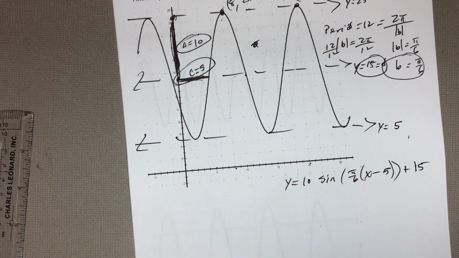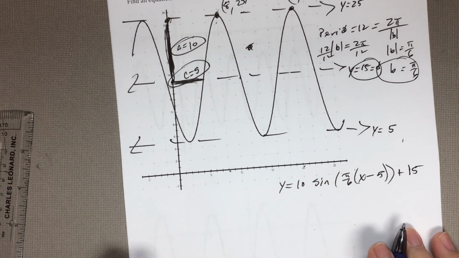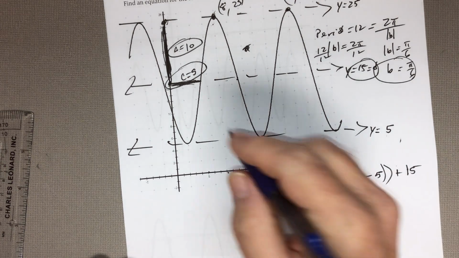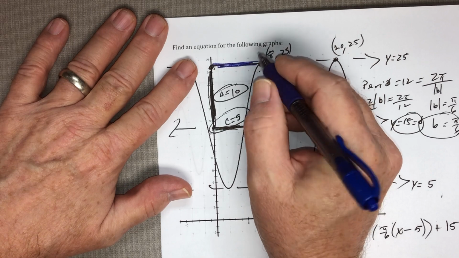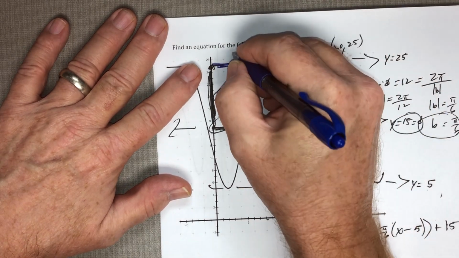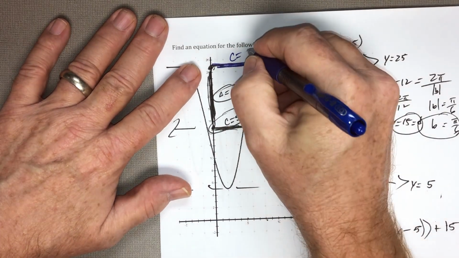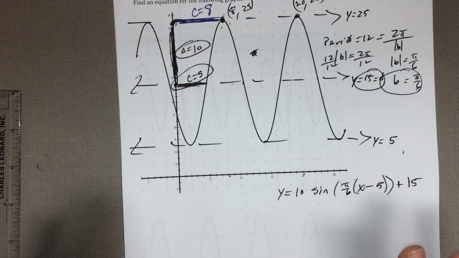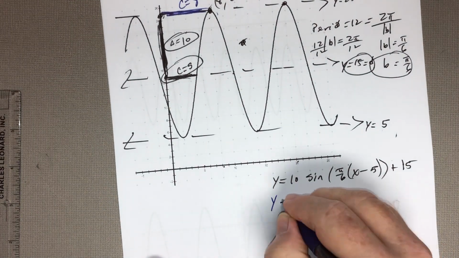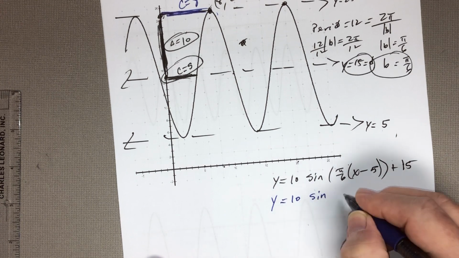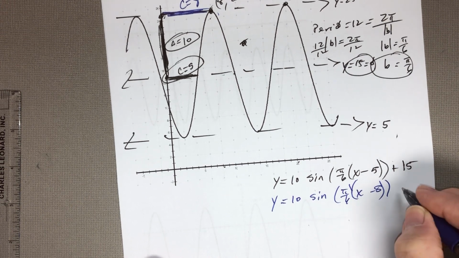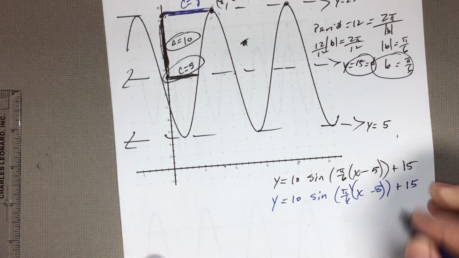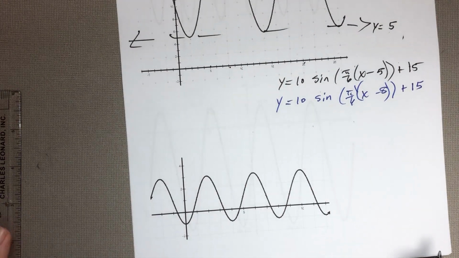Now, if I had written a cosine function, the only thing that would change would be my phase shift. If a cosine starts at a maximum, well, that's the distance from here to here, which means that my C value for a cosine would be equal to 8. Everything else would stay the same. So y would be equal to 10 times the cosine of pi over 6 times x minus 8, close parentheses, plus 15. All right, now let's go do that last one real quick.